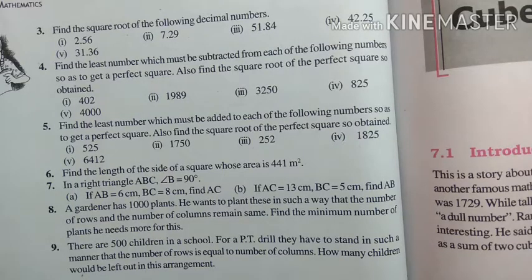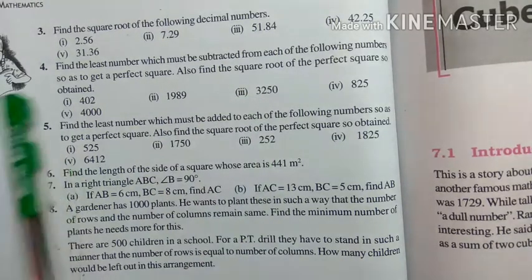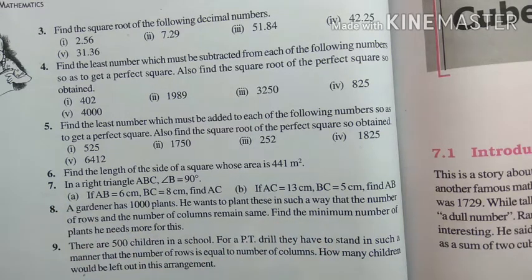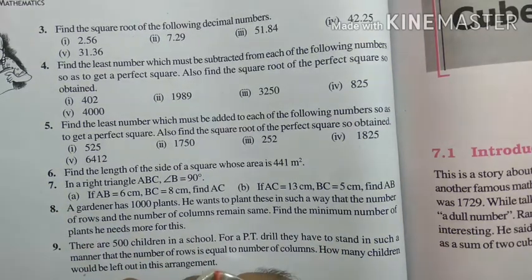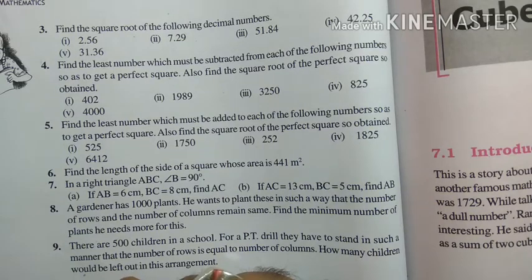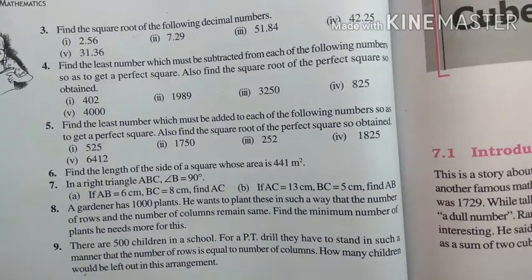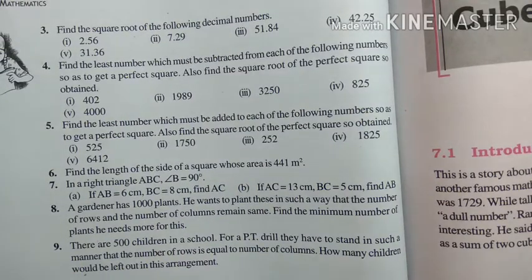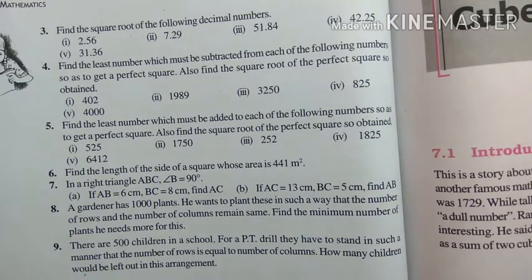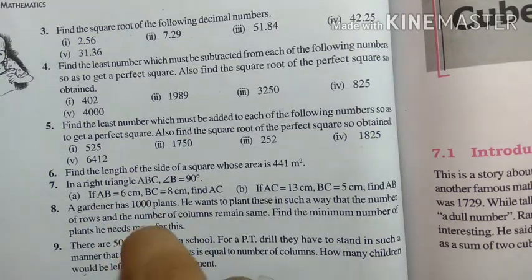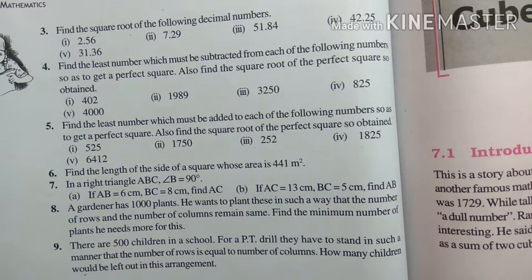Now come to question number 4. This is question number 4. Find the least number which must be subtracted from each of the following numbers so as to get a perfect square. Also find the square root of the perfect square so obtained. That means all these numbers are not perfect squares. So we have to find out by which smallest number they must be reduced to get a perfect square. For that we are using the division method of finding the square root.